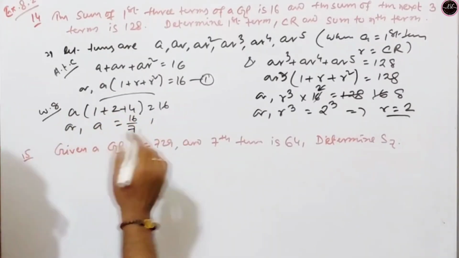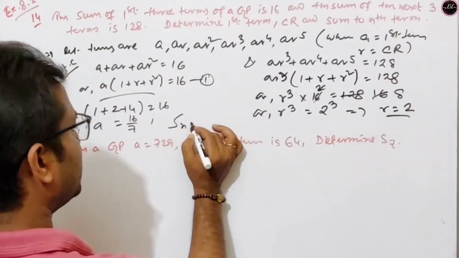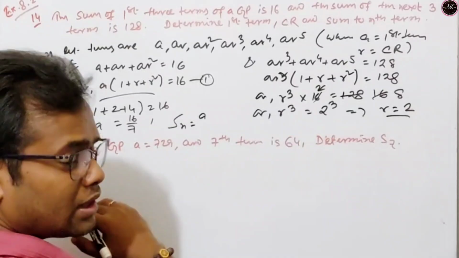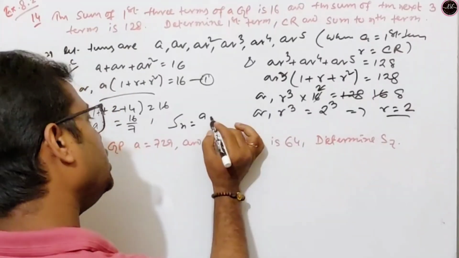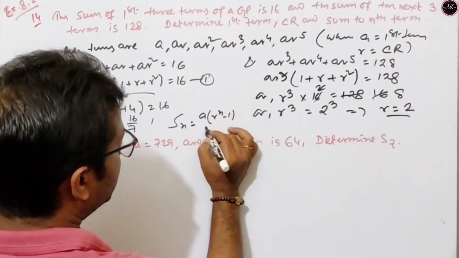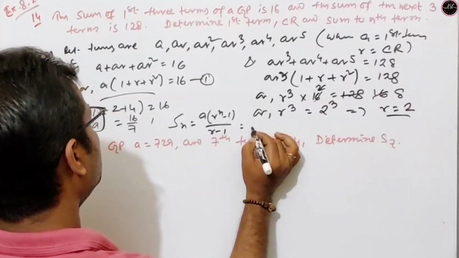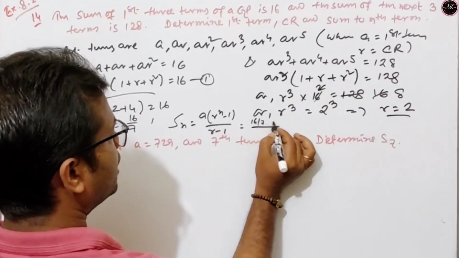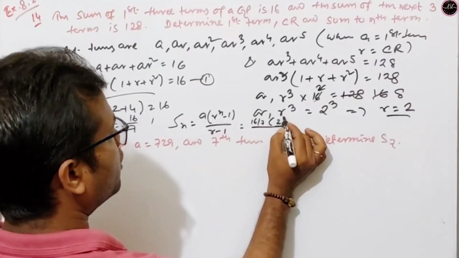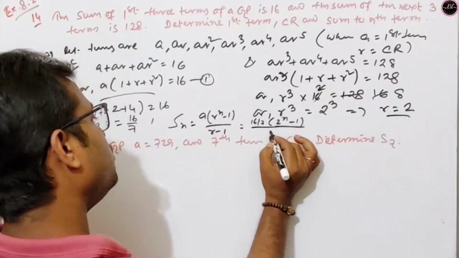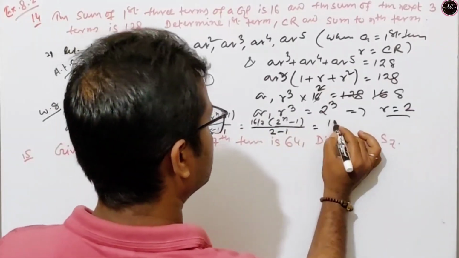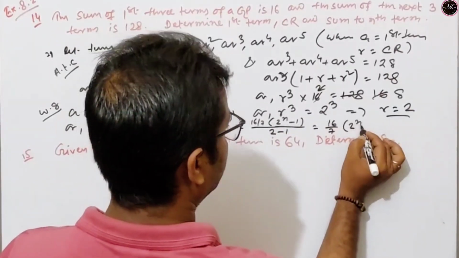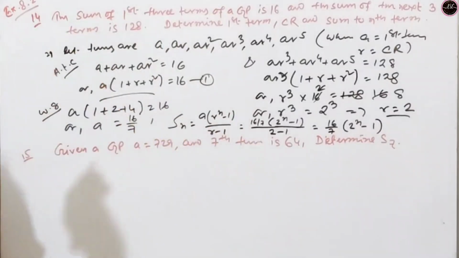Okay, and the sum to the nth term, that means Sn equal to A into, here R is greater than 1, so we use A into R to the power n minus 1 divided by R minus 1. Just put the value A equal to 16 by 7, R equal to 2, 2 to the power n minus 1 divided by 2 minus 1. So we have 16 by 7 into 2 to the power n minus 1. That will be your answer.